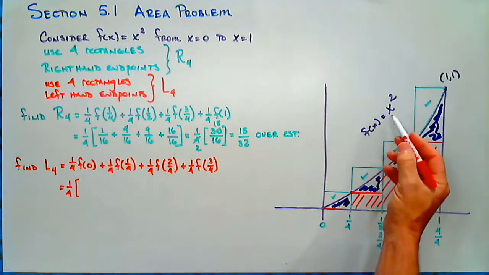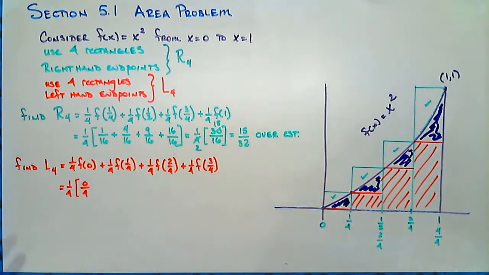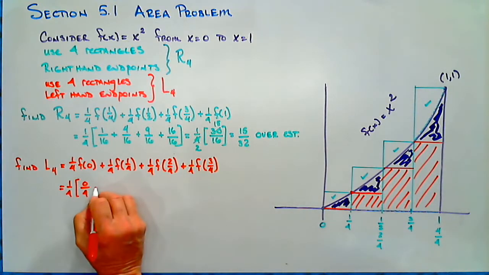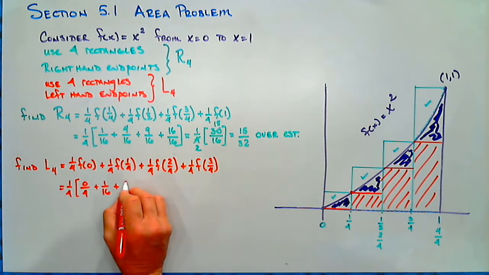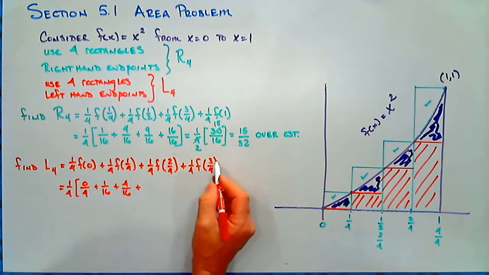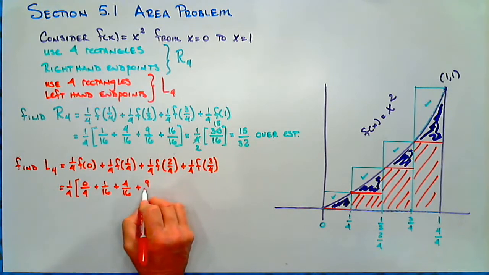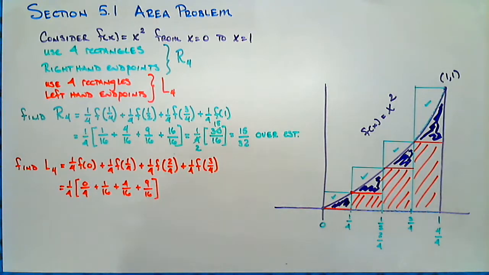F of 0. 0 squared is 0. So that's 0 over 4, because I want to get my common denominator. I square 1/4, I get 1 over 16. I square 2/4, I get 4 over 16. I square 3/4, I get 9 over 16, right? And so what do we end up with?